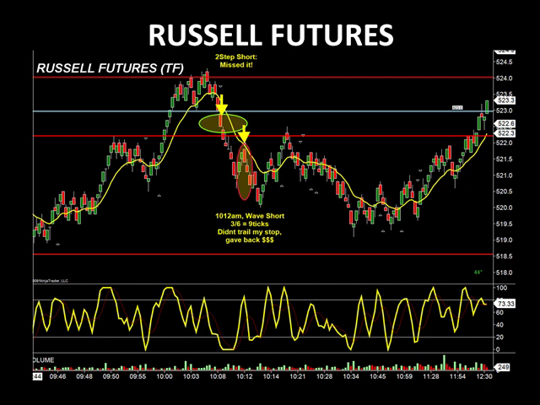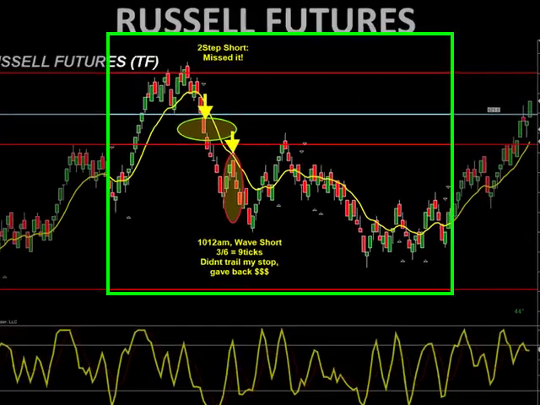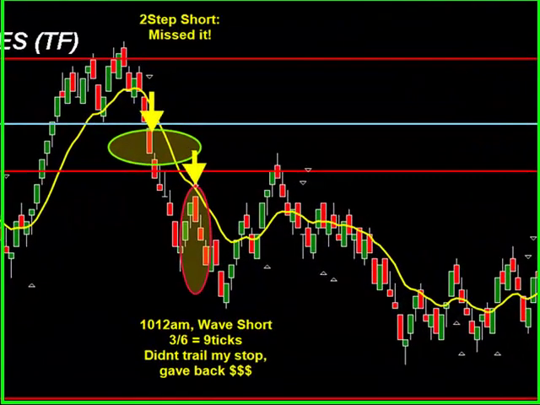Now, as you guys know, I missed that 2-step short right before it. And if you guys are familiar with our setups, you know that our 2 steps, when they're successful, then lead to more wave setups. Right? We watch wave patterns go into 2 steps, and 2 steps back into waves, and waves back into 2 steps over and over again. And we'll show you guys how we did that a little bit later on in this video.